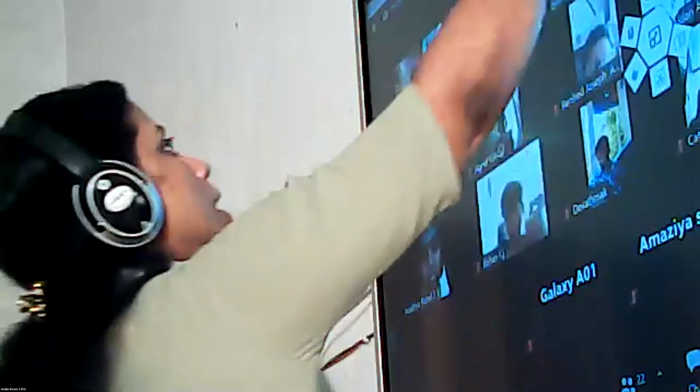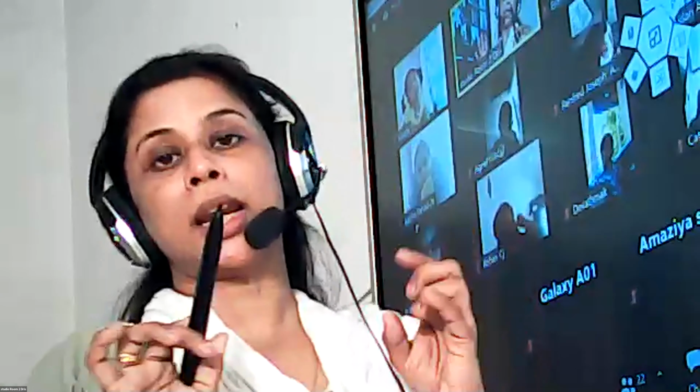In today's session, we'll be learning about noun genders. As we know, the genders are classified into four. We have already learned this in the previous session. There are four different types of genders.